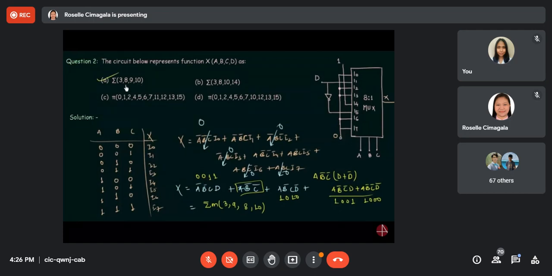So definitely option A is correct, 3 9 8 10. And when there is 3 9 8 10, the remaining ones, it means 0 1 2 4 5 6 7 11 12 13 15, is my max term. So option C is correct, because you can see in this 10 is involved and 10 is my min term, so it can't be my max term. So option A and C is the correct answer for this problem.